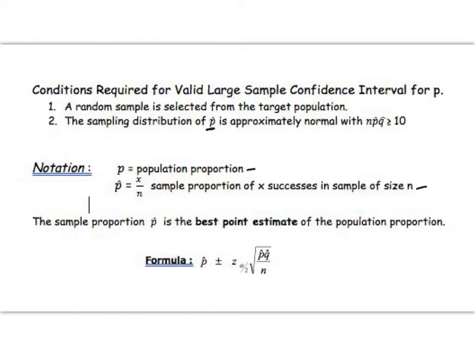And the formula for finding our boundaries around our point estimate, our lower boundary and our upper boundary of our interval, is going to be p hat plus or minus z alpha over 2 times the standard error. It's the square root of p hat times q hat over our sample size. When we do it in an example, it's going to make more sense.